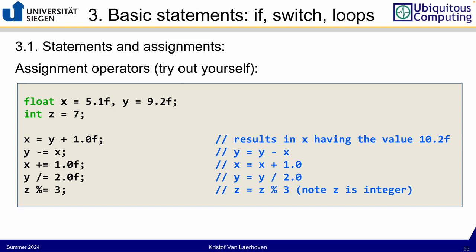Then you have assignment operators. These are again just tricks. The assignment operator is just this one. But then you have ways to shortcut things so that things get shorter. So this over here is the same as y equals y minus x, what is over here, for instance, and so on for the others. So in this case, z equals z modulo 3 over here. Okay? And z in this case is an integer, and that needed to be the case because if it was a float or a double, I would not be able to use the modulo operator.